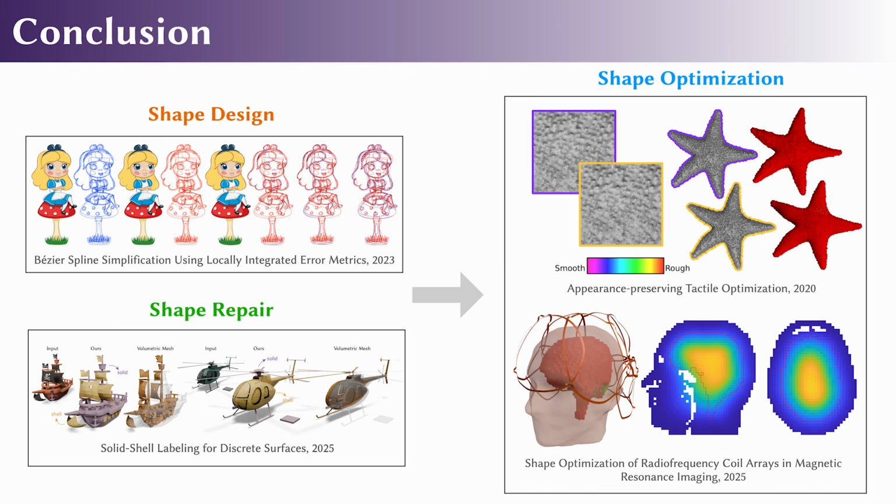To conclude, my thesis addresses key issues in shape simplification and volumetric meshing, providing the groundwork for two shape optimization pipelines.